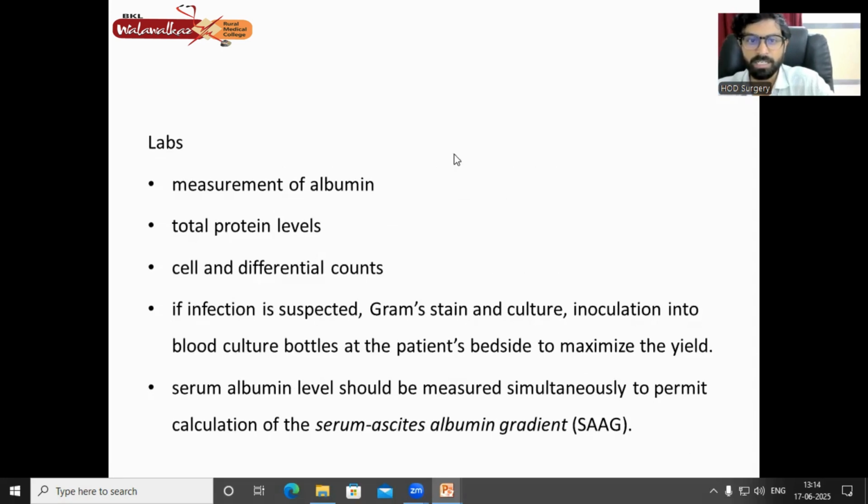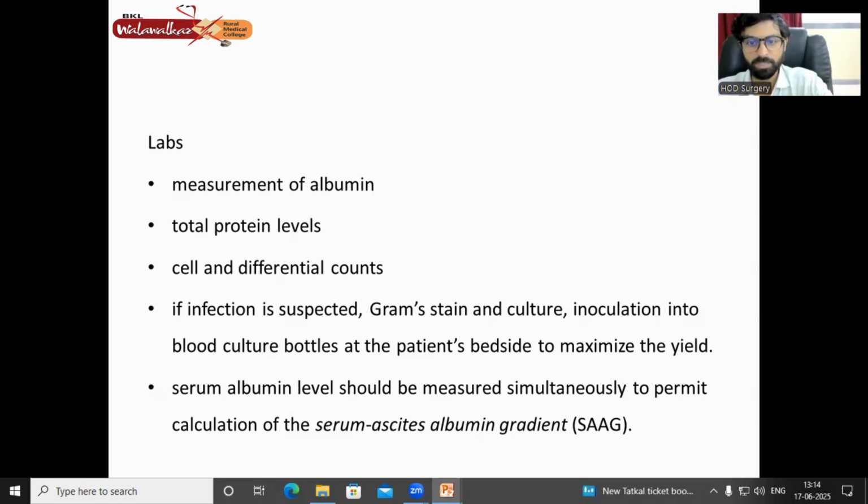Then labs. So what are the labs which you will send? First one is you will measure the albumin in the fluid. Then we measure the total protein levels of the fluid, and we do a total and a differential count within the fluid. So the total count will let us know if there is an infection. So if infection is suspected, gram stain and culture, inoculation into blood culture bottles at the patient bedside to maximize the yield has to be done.